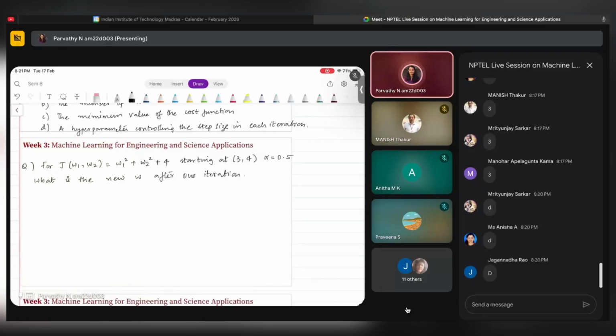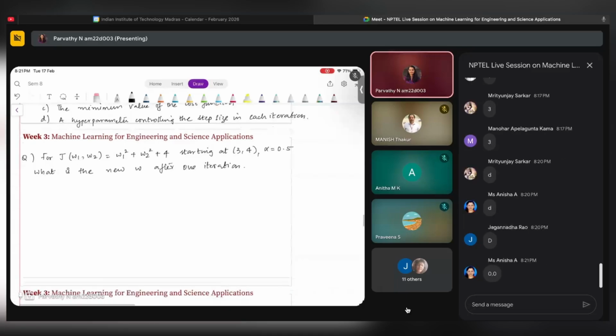Okay, so the cost function J is w1 squared plus w2 squared plus 4, and the initial value is 3, 4 for w1, w2, and the learning rate is 0.5. So what is the new value of w1, w2 after one iteration, that is after one update? So the update is w new is w old minus alpha times the gradient of J.